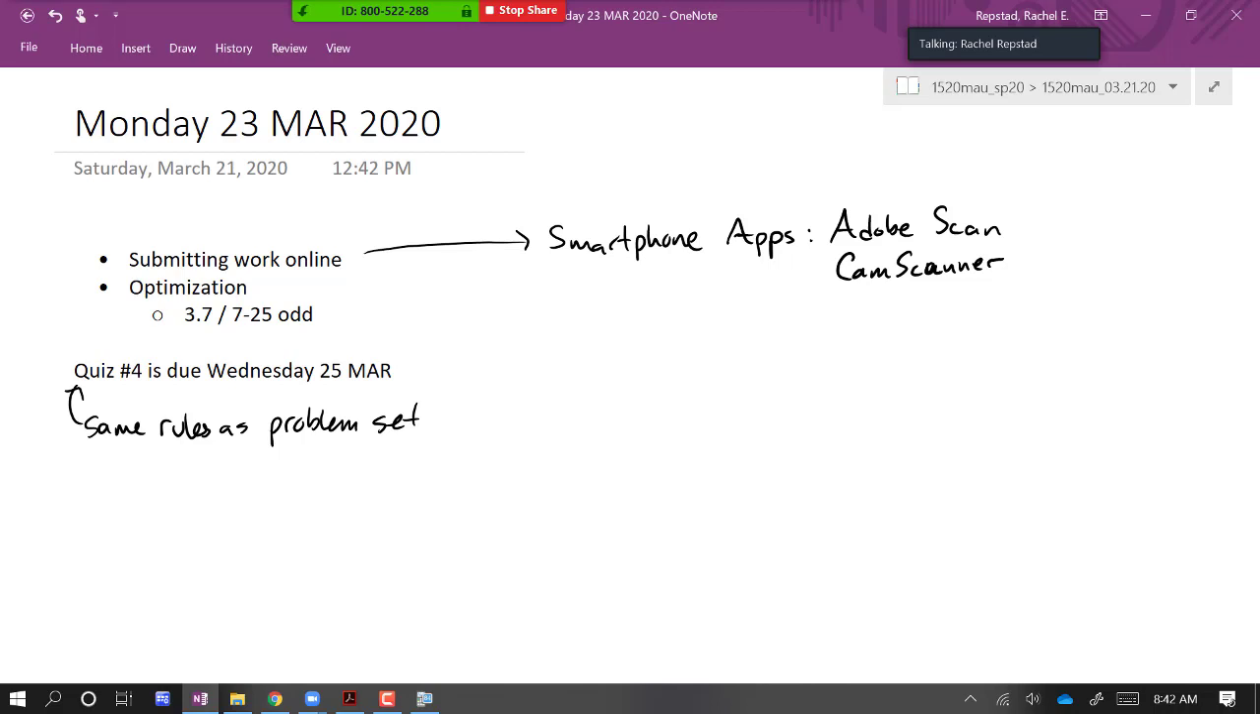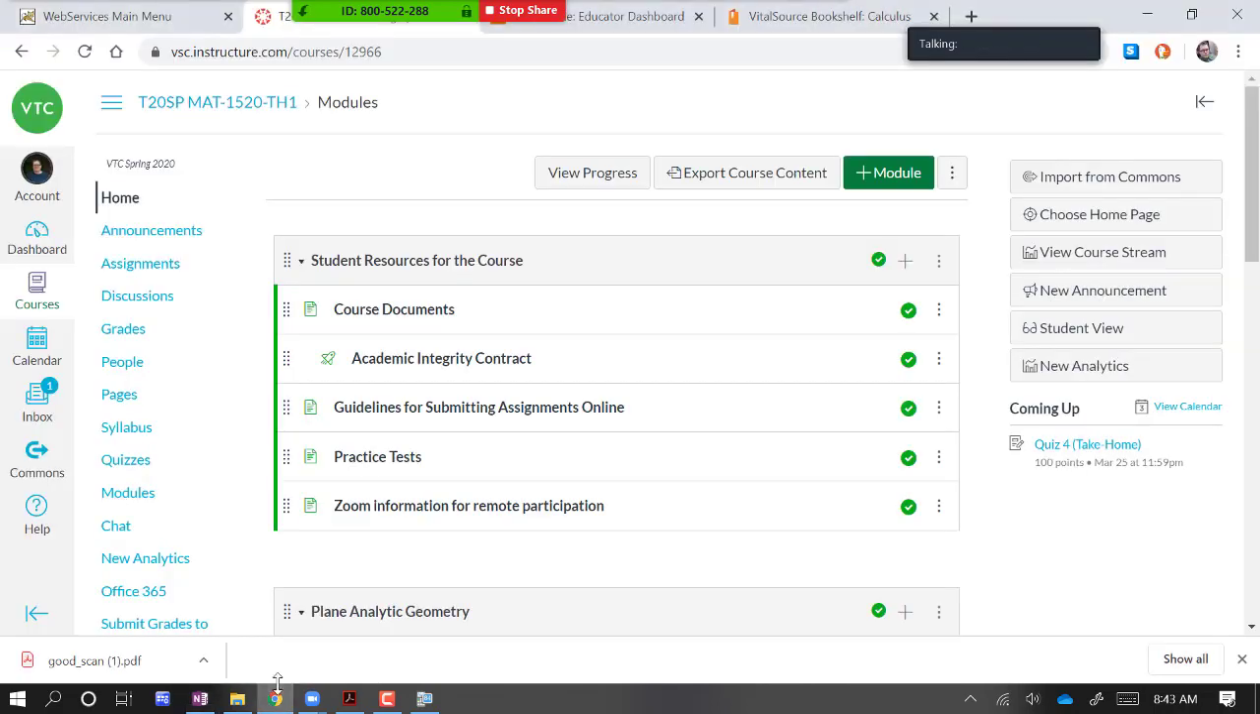In order to create a PDF, I would recommend getting one of these apps, either Adobe Scan or CamScanner. If you already have an app that does the same thing that you like, please by all means use it. But it'll create a PDF. There's a page here in Canvas, Guidelines for Submitting Assignments Online. Make sure that you write clearly. I need to be able to read what you're writing. I work really hard, and I want to give you as much credit as I can for the good work that you're doing, but that means I have to be able to read it.